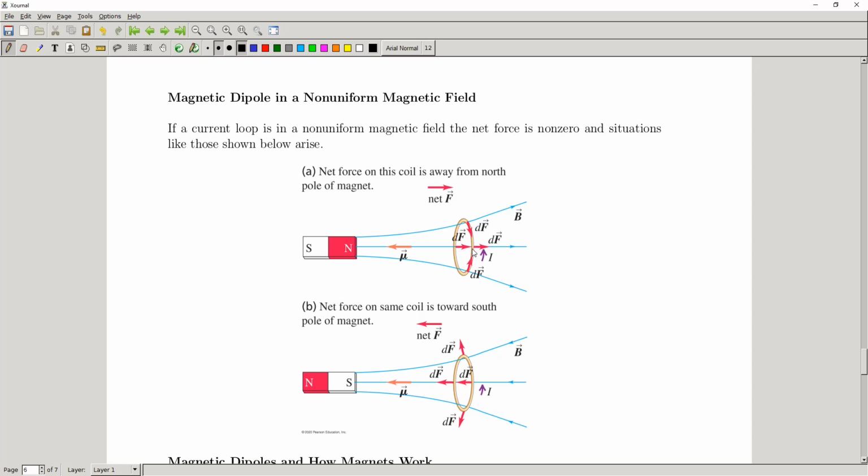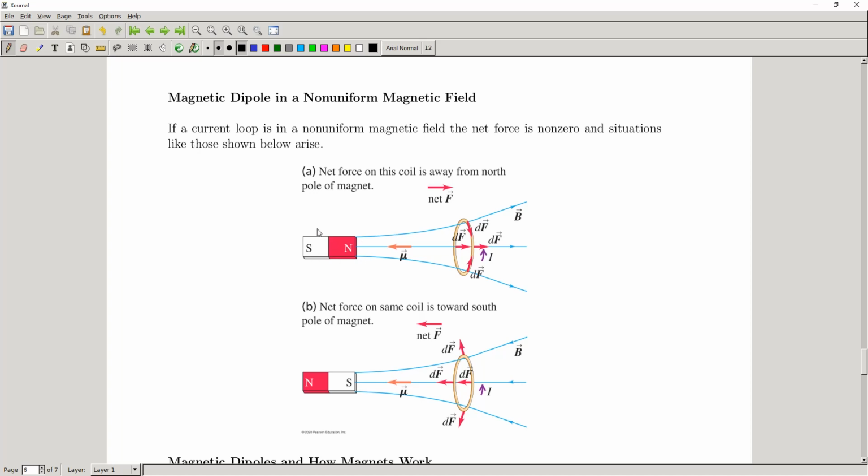Running in the direction of the current, and then you try to curl your fingers in the direction of the magnetic field, right? You're going to end up with your thumb pointing outward in the direction of this force. And so, long story short, if you add up all these net forces, a lot of it cancels out, but there is a leftover net force pushing us away from the north pole of this permanent magnet.